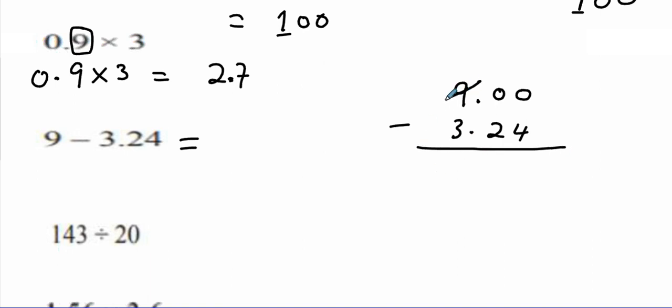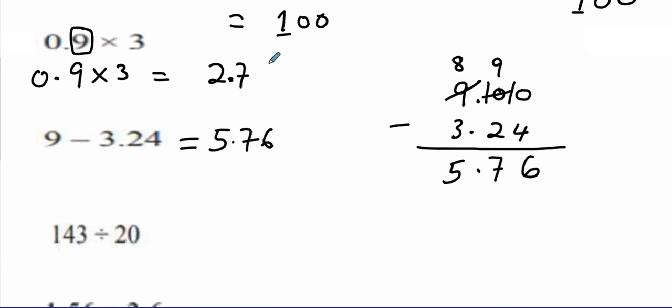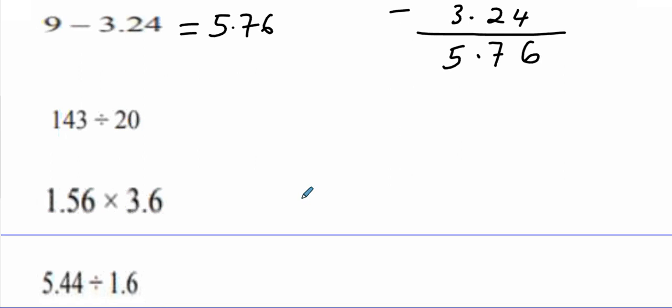Just take 1 from 9, here remains 8, and this becomes 10. Take 1 from 10, here remains 9, and this becomes 10. So you are good to subtract. 10 minus 4, this is 6. 9 minus 2, this is 7. 8 minus 3, this is 5. So the answer here is 5.76. Alright, so we are good to go.